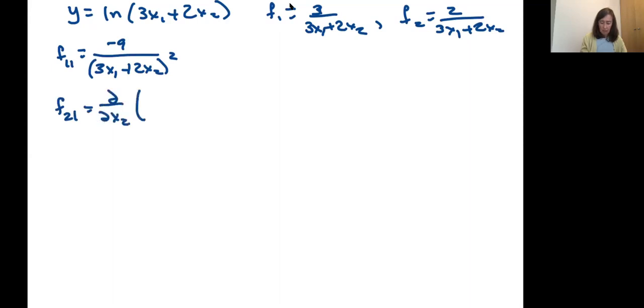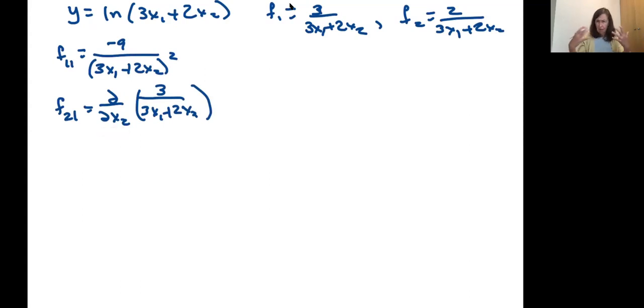x2 of my first derivative with respect to x1. So those cross partials, we differentiate first with respect to one variable and then with respect to the other one. 3 over 3x1 plus 2x2. Okay, so now we're taking that derivative with respect to x2.